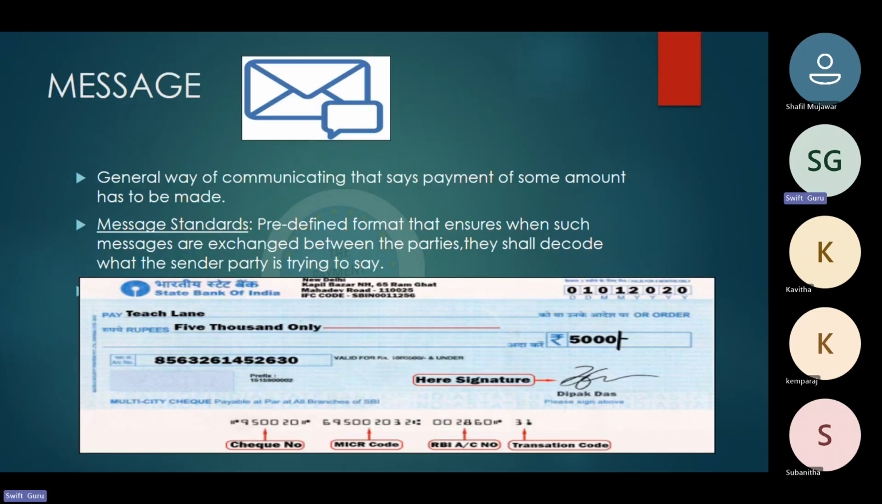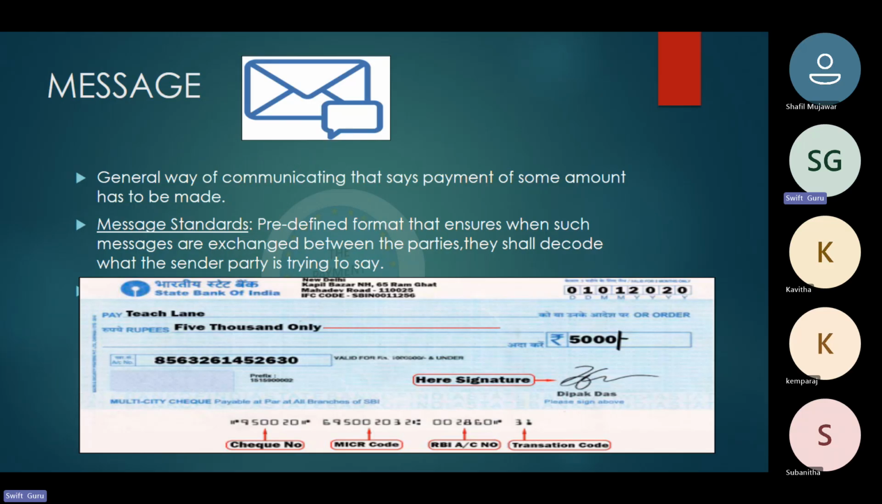Generally, a message is nothing but communicating or expressing something, wherein you're passing on some information. In payments also, this is a general way of communicating that says payment of some amount has to be made. That is what it has to do.